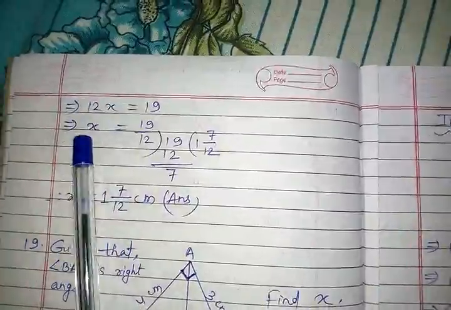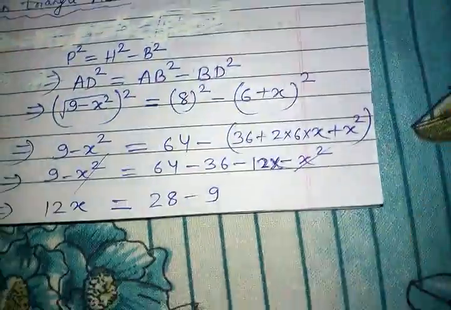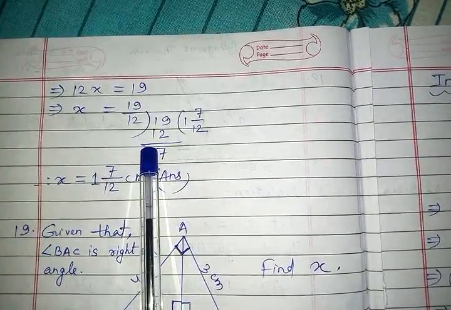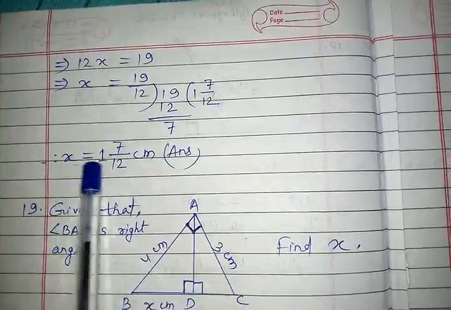So now what I will do, 12x equal to 19. Why 19? Because 28 minus 9 is 19. So same thing I wrote here, and now you can see x equal to 19 by 12, and if you divide, 1 whole 7 by 12, so the value of x is this. So this is our answer.